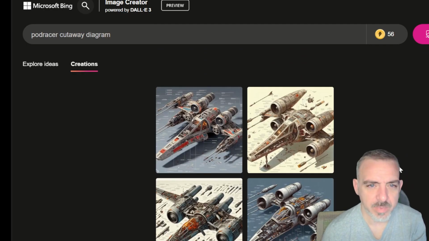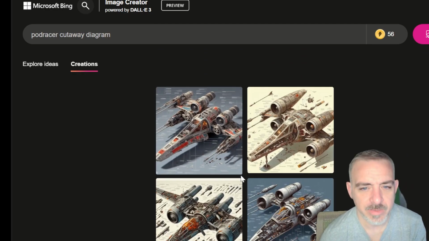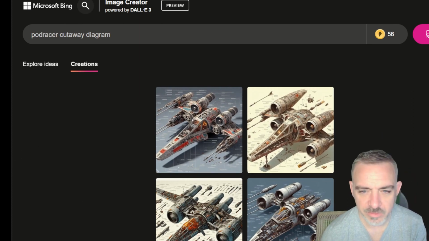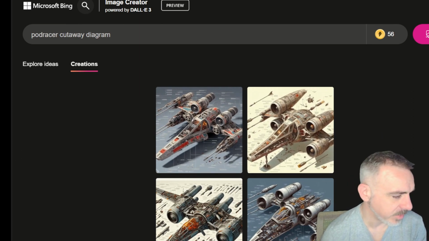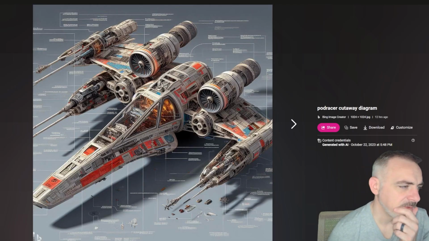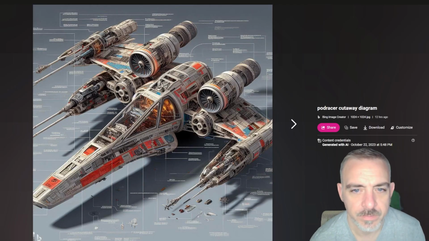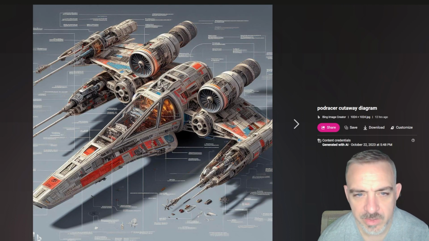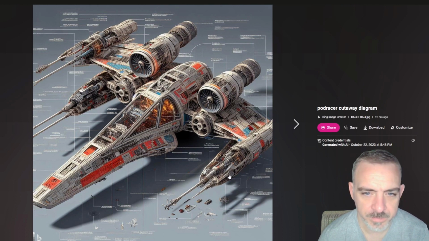All right, so for this one, I did pod racer cutaway diagram. And as you can tell from the images here, none of these are pod racers. So let's take a closer look and see what we actually have going on here. Yeah, as you can see, this is closer to an X-Wing. It's not a pod racer at all. It does sort of give us what we're asking for. It cuts away in some of the areas, but not the whole thing.